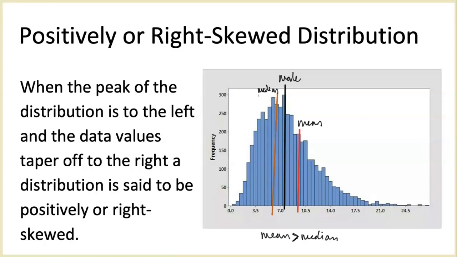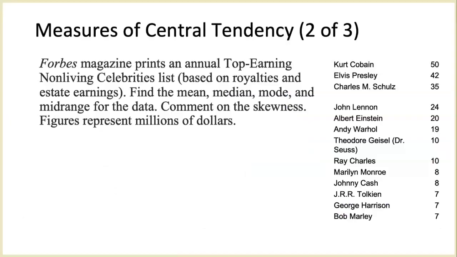And so we're going to see that in the distribution that we're going to look at in a little bit for an example. For our first example, we have some celebrities who are non-living and their current top earnings, based on royalties and estates, and we want to find the mean, median, mode, and mid-range for the data set. This is univariate data because it only represents one thing, the top earnings for non-living celebrities. And we want to comment on the skewness.